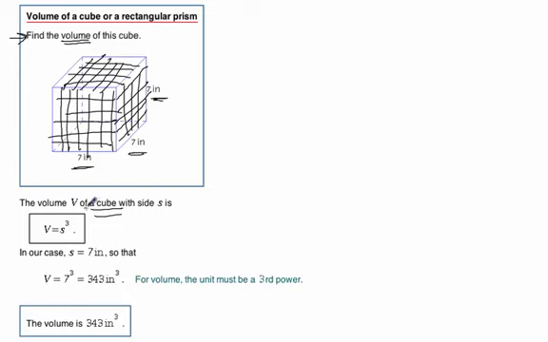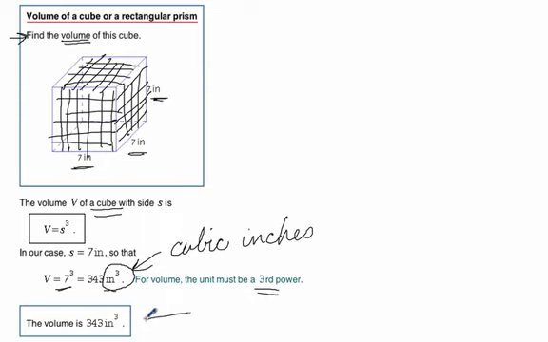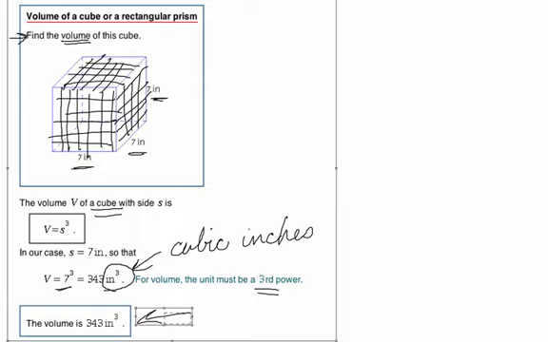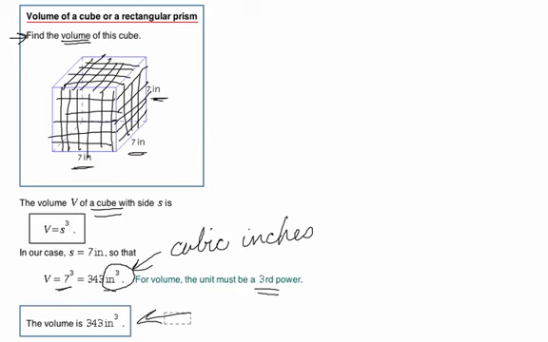So in this case, it's really easy. We're just going to multiply 7 times itself 3 times, and we're going to get 343. The key thing to remember here is that the units is always going to be to the third power, because again, it's inches to the third power, or cubic inches, we could say. Cubic inches. So our answer looks like this. Now let's take a look at another example.